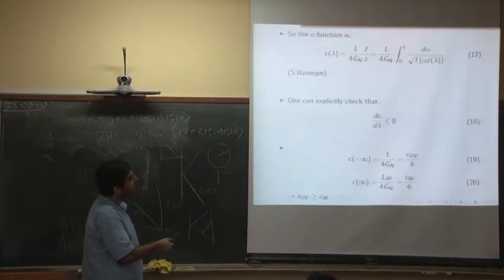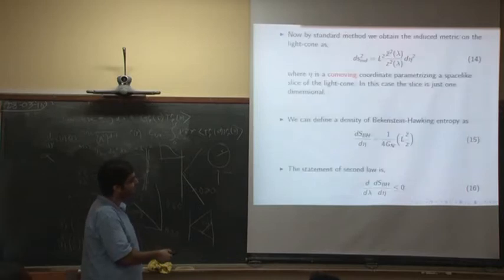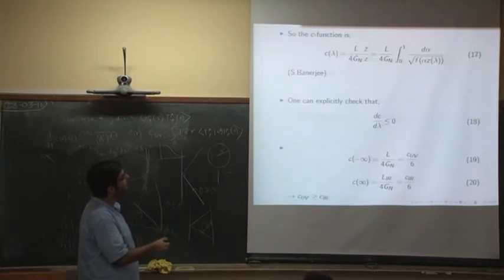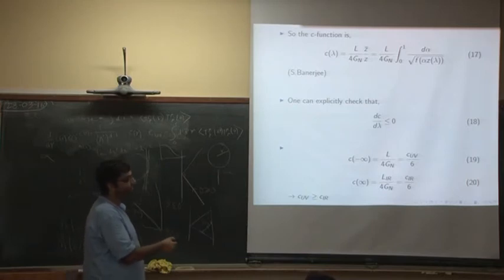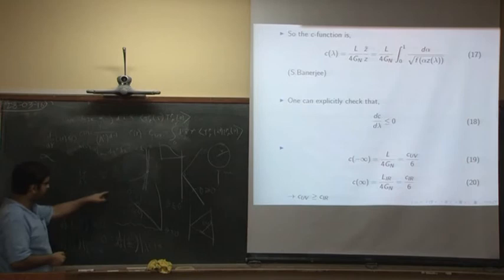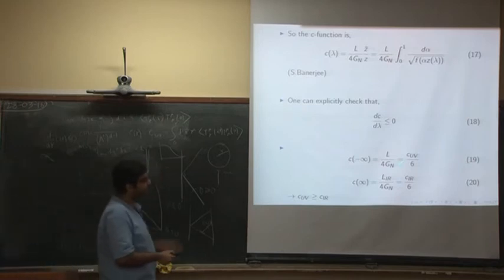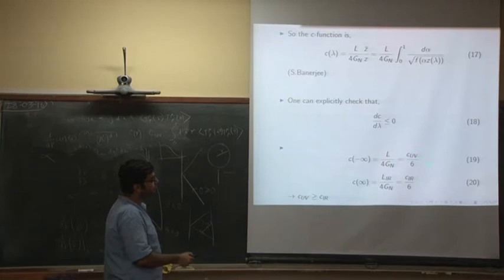Okay. And this is the thing actually. If you do this, this quantity d lambda of this is less than or equal to 0, and then you can define this C function in this way. As I have written, one can explicitly check that this quantity is actually less than or equal to 0. The value at lambda equal to minus infinity, near the UV boundary, is the UV central charge, and C at plus infinity, which is the infrared, is the infrared central charge.